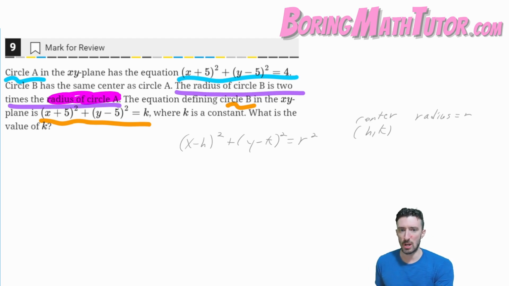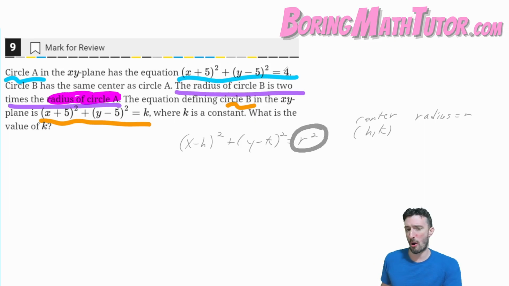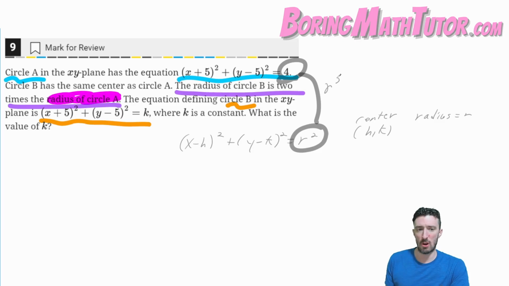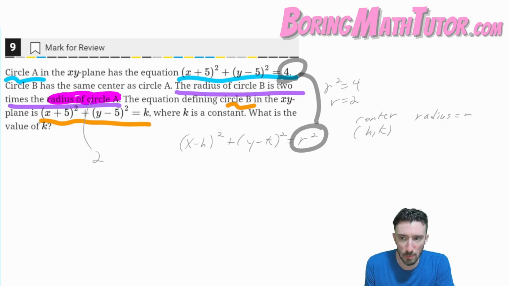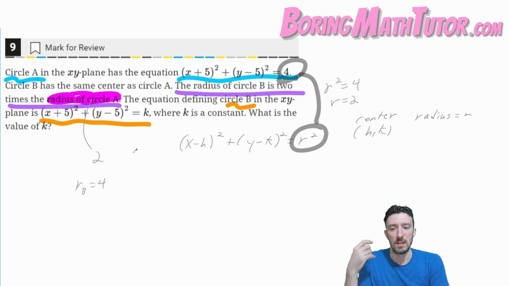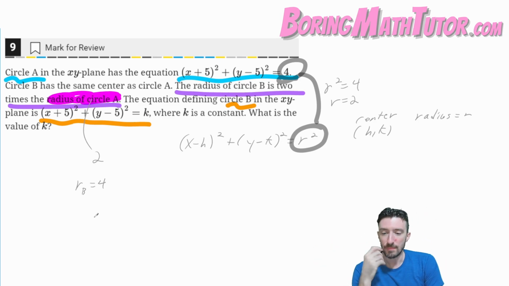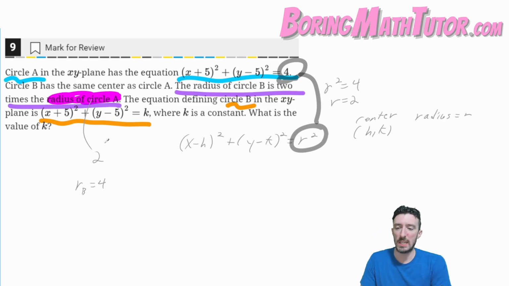Well, let's match up with our formula where the r squared is. Here I see a 4. So that means r squared equals 4. Well, you know what? R would have to be 2. Okay, so we finally figured out what the radius of circle A is. It's 2. So if the radius of circle B is 2 times that, then the radius for B is 4. Okay, so now I got the radius of B. However, the answer is not 4.